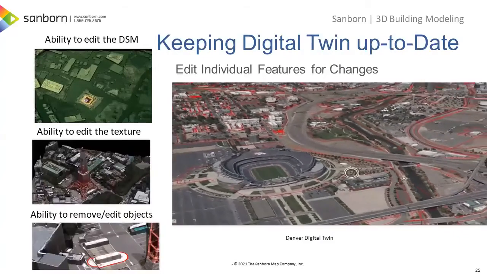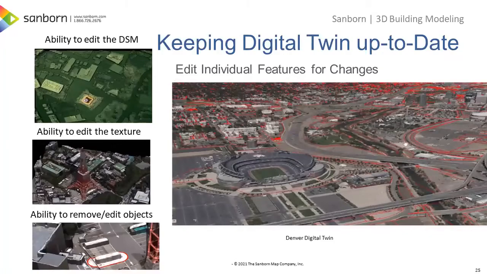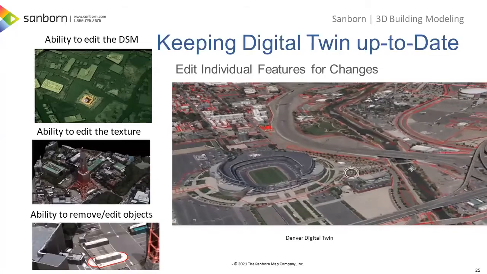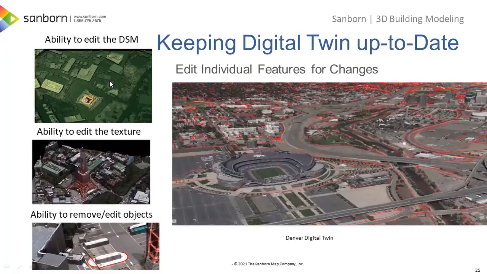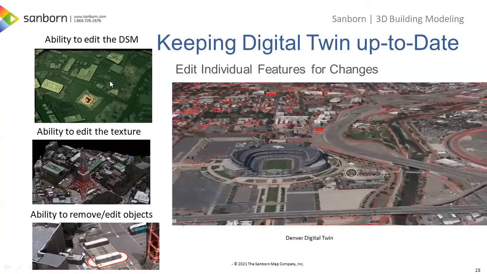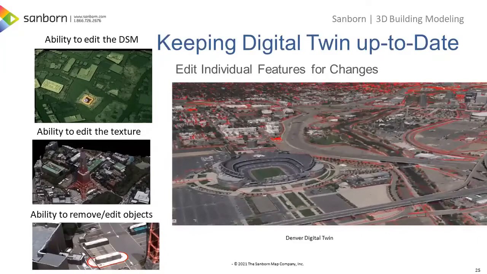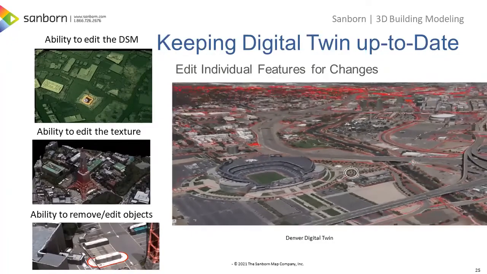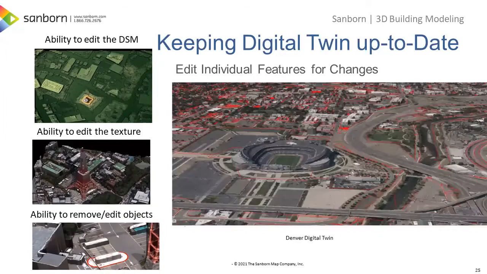So one of the other things you need to do that's important is to keep your digital twin up to date. In order to do that, use similar technologies of either imagery or LiDAR or both. You can edit the digital surface model. The digital elevation model is basically your bare earth that's used to create your contours and whatnot. Your digital surface model is everything else. It's basically your 3D model, so it includes all your buildings and all your vegetation and whatnot.